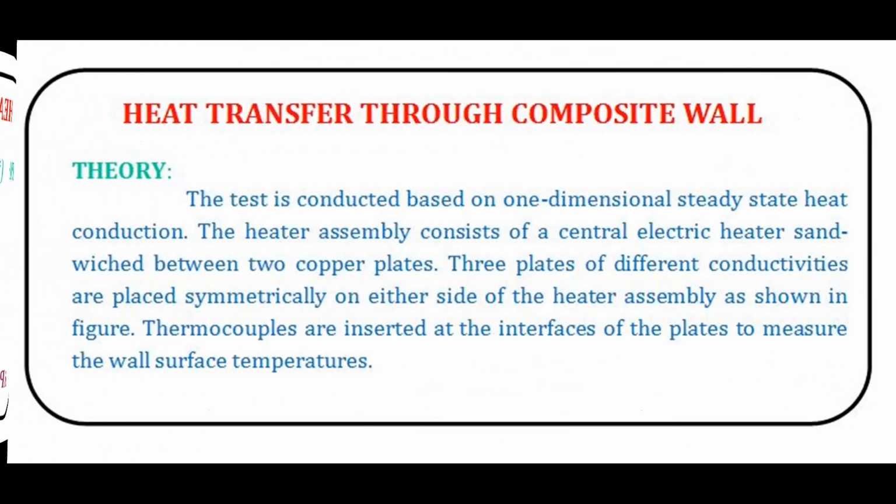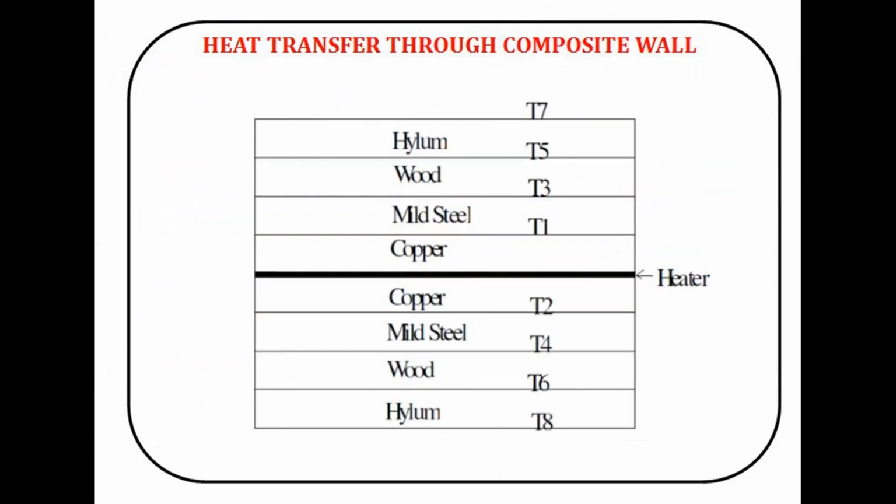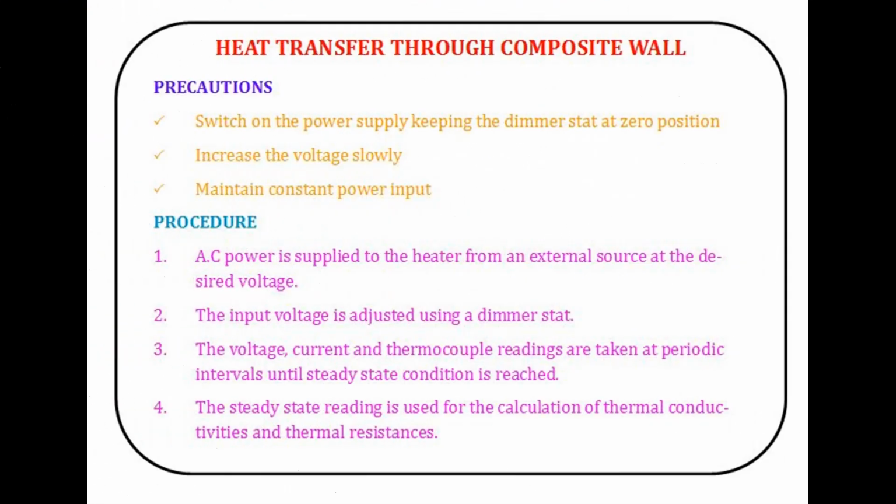So in the theory, we have assumed one-dimensional steady-state heat conduction here, and there is a heater in the middle of these different materials, and heat will be conducted. There are two copper plates in between. There is a heater, and it will be heated, and heat will be conducted from the copper to mild steel, wood, and alum. Now these are the precautions that we need to follow.